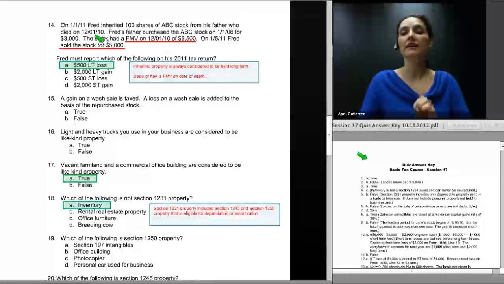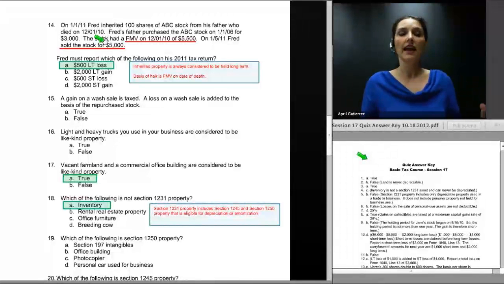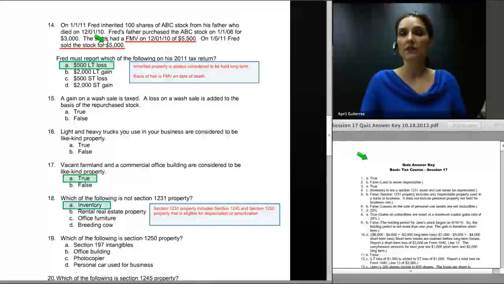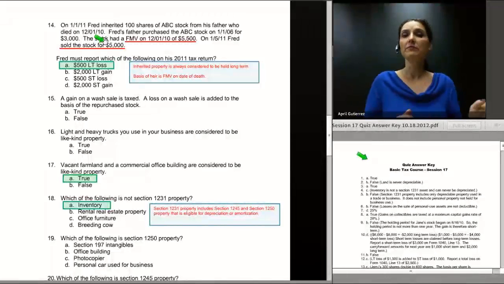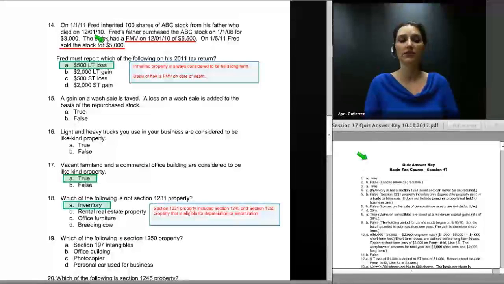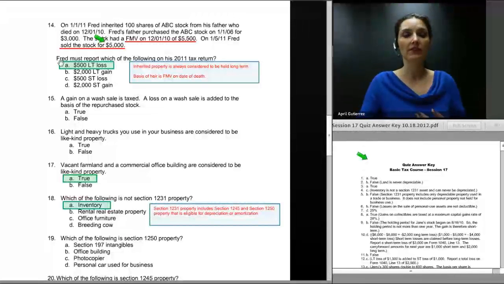And the answer is that inherited property is always considered to be held long-term, regardless of how long the beneficiary actually held it or regardless of how long the estate was in existence. And therefore, we throw out the concept of property held more than a year and simply say, oh, it's inherited, therefore it's long-term. The loss is $500. That makes A the correct answer, a $500 long-term loss.